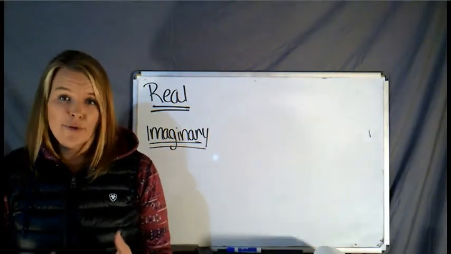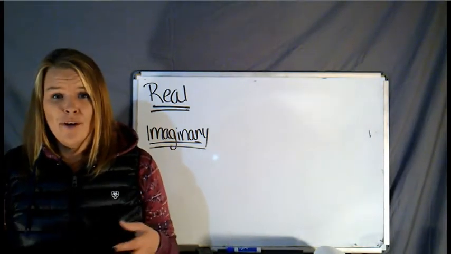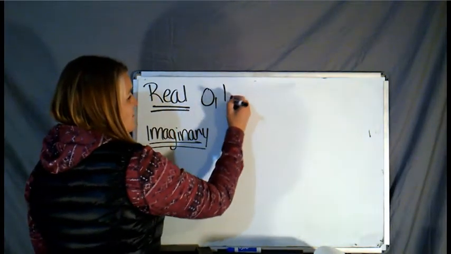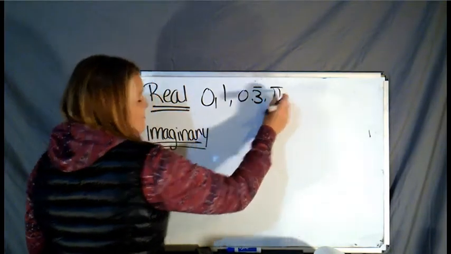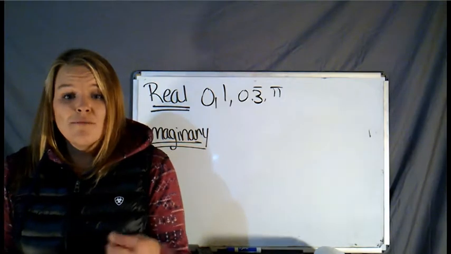So far over your mathematical lives, you guys have been learning about and talking about this group of numbers called real numbers. Real numbers like 0, 1, 0.3 repeating, pi, so on and so forth. We can go on forever. And now we just learned about something interesting.